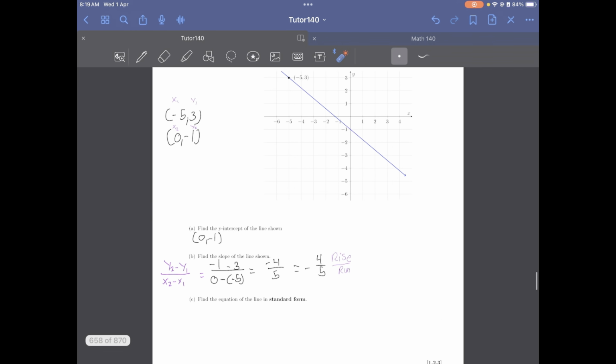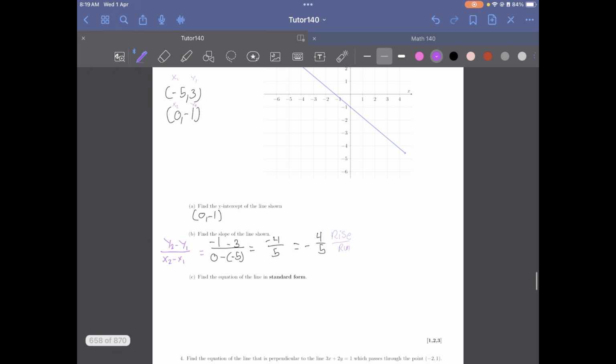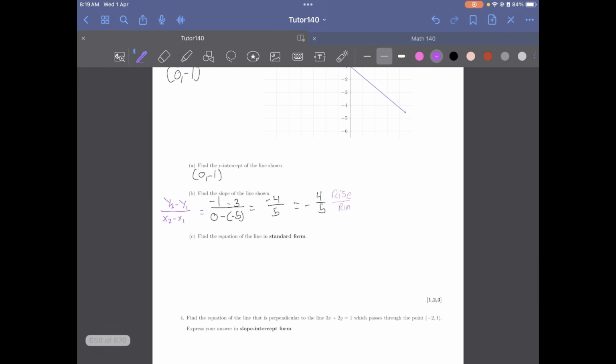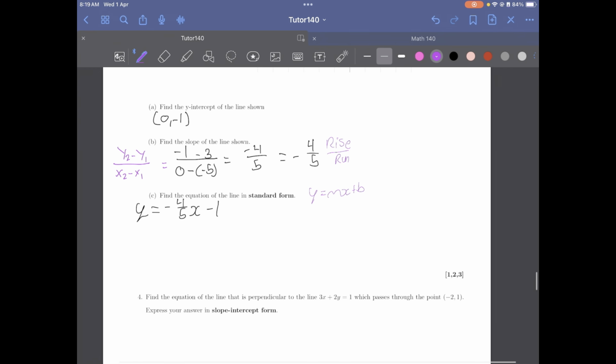So find the equation of the line in standard form. Since we already have the y-intercept, we could just set it up in slope-intercept form. Remember, slope-intercept form is y equals mx plus b, where m is the slope and b is the y-intercept. So since we have b, which is -1, we could just set it up as y equals -4/5 x minus 1. But they say they want it in standard form. Standard form is ax plus by is equal to c.